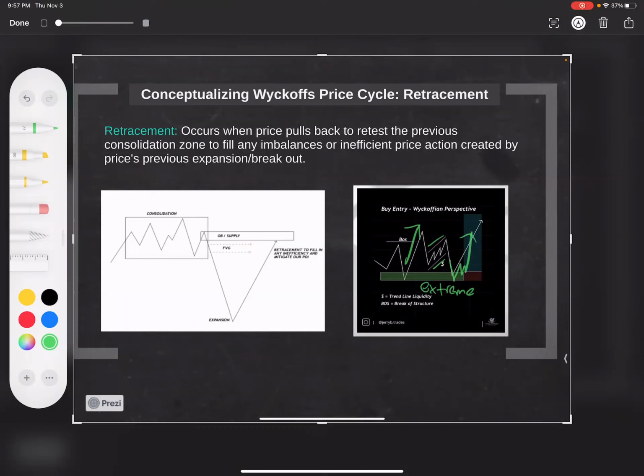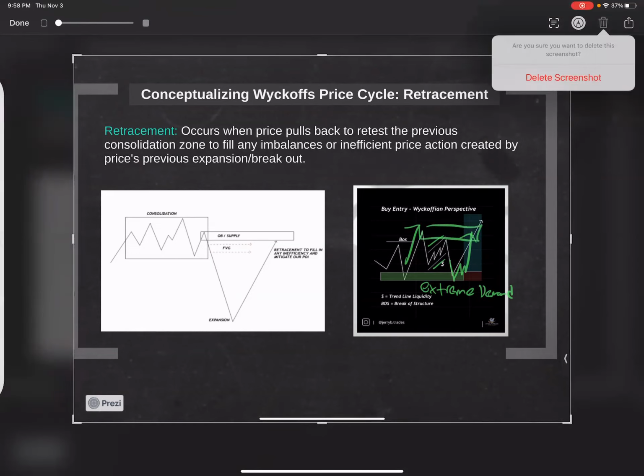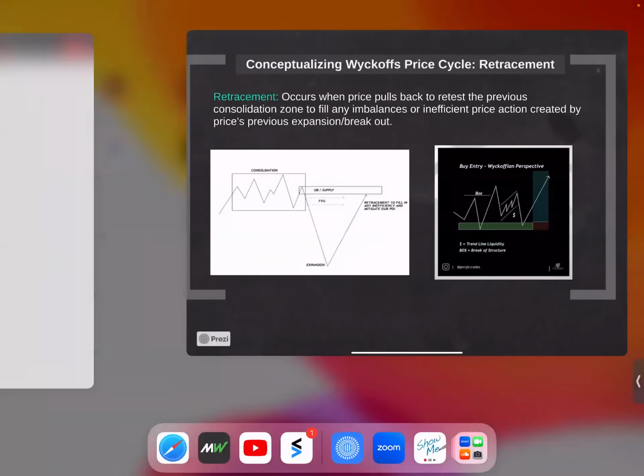preserving my mental day in and day out. But yeah, I wait patiently for price to come to my extreme demand after retail gives us a break in structure, and then for the chart pattern to be swept and then model it from there. But we'll dive into that next week.